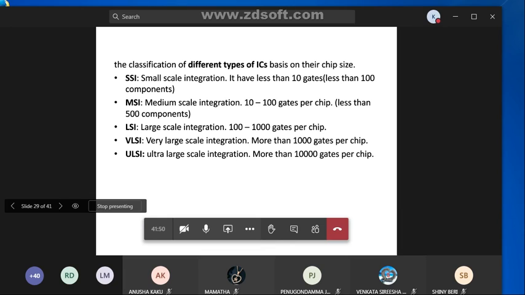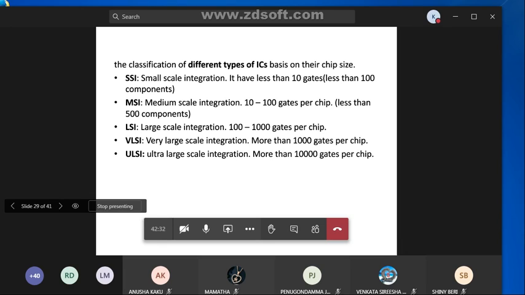If you see the medium scale integration, here the gates per chip is between 10 to 100 and the components will be less than 500. Large scale integration, the gates per chip is in between 100 to 1000. So that is the large scale integration chip size. In VLSI, very large scale integration, there are more than 1000 gates per chip.